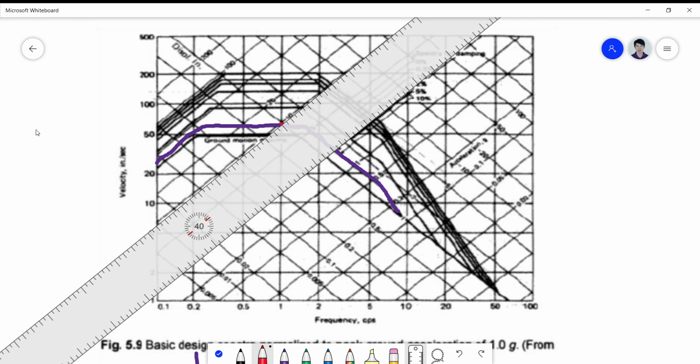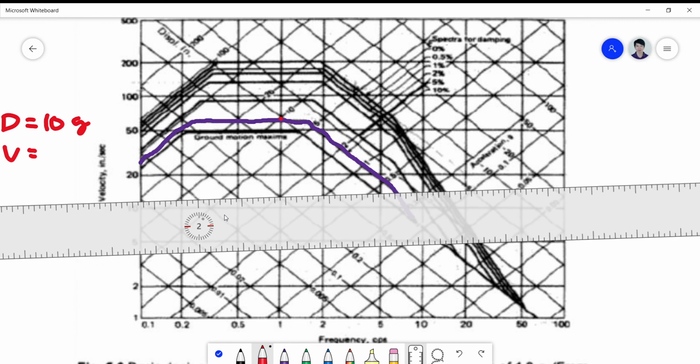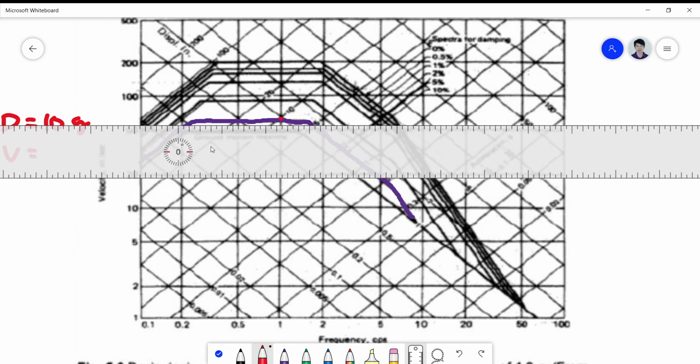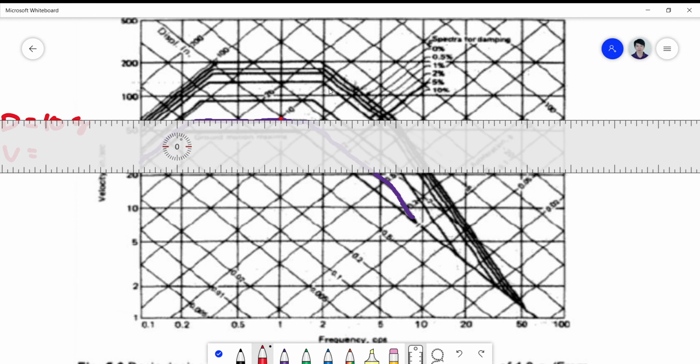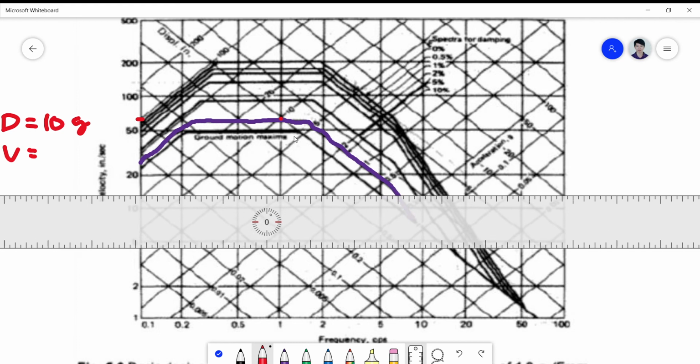So let's write it. Displacement is 10g. And then your velocity is horizontal, upward to the left is the displacement, then horizontal is the velocity, so you get 50, more than 50, no? But I think less than 75, no? So V is between 50 to 75. Of course, you have to multiply this by g.